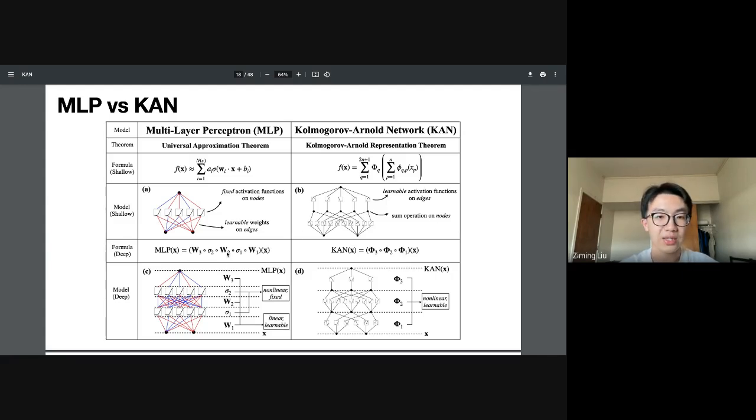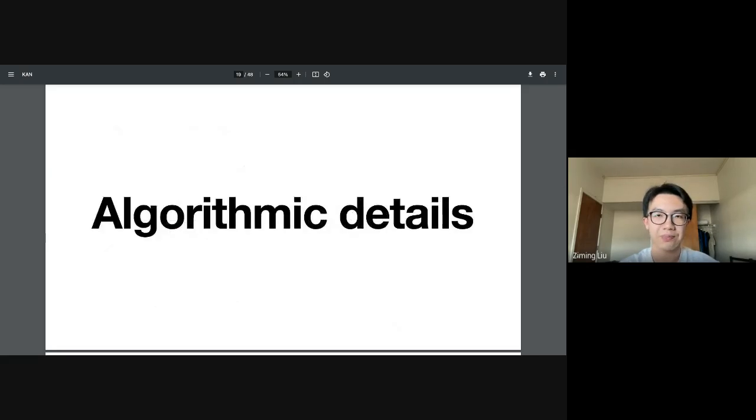And in both cases, you can easily stack MLPs to be deeper and also stack KANs to be deeper, because we have defined the basic building block, like the linear layer and the KAN layer, and you can just stack more layers to get deeper networks.